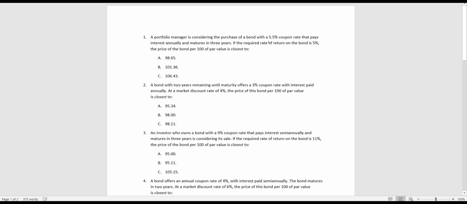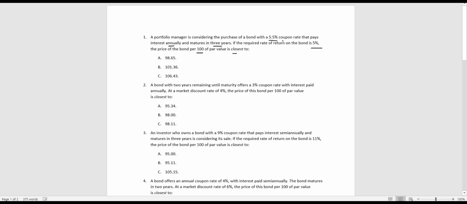A portfolio manager is considering the purchase of a bond with a 5.5% coupon rate, pays interest annually, matures in 3 years, required rate of return is 5%, and the price of the bond per $100 of par value is closest to what? So a couple of things when we get into these practice problems. Number one, we see a lot of practice problems where the par value is 1,000, but in this case the par value is 100. That's fine.